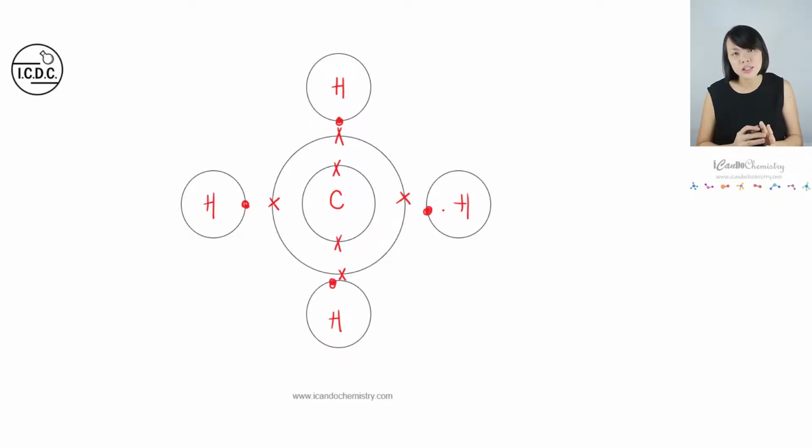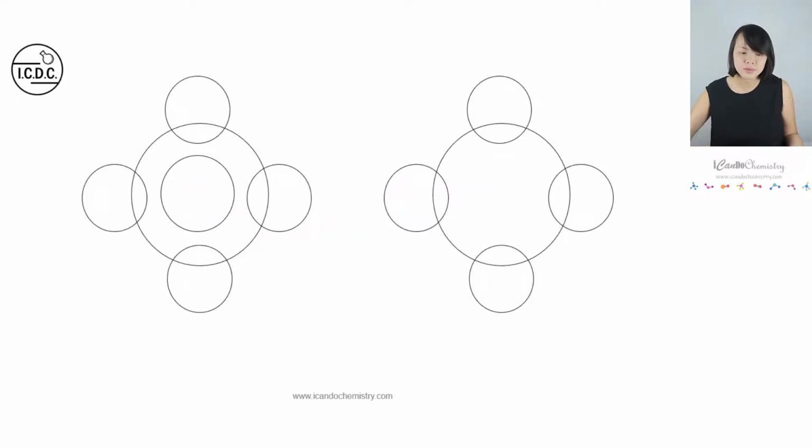So I have 4 hydrogen. Each of these hydrogen just shares 1 electron with this carbon. So what we will have is, write a C, the inner shell, and all the 4 electrons are going to take part in the sharing, so we'll draw them all in the overlap region. And I have 4 hydrogen, and each of these hydrogen will share 1 electron.